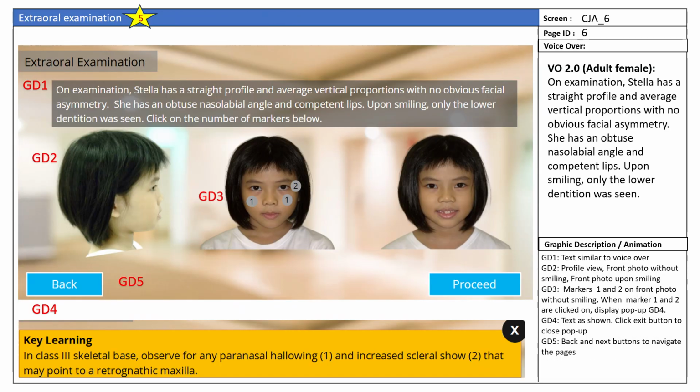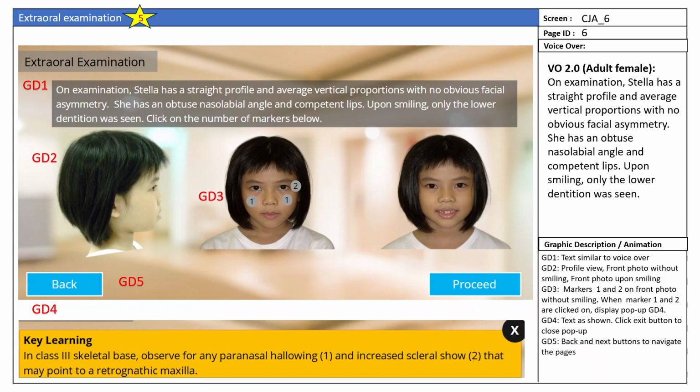The microlearning activity then transitions into the actual oral examination. Students assess the patient's facial profile, vertical proportions, smile characteristics, and facial symmetry. Interactive markers are added to the photographs so learners can click and identify important findings themselves. This promotes observational learning and active discovery.